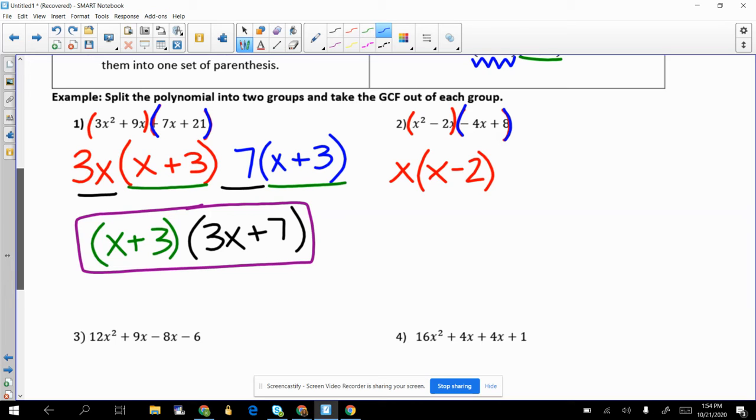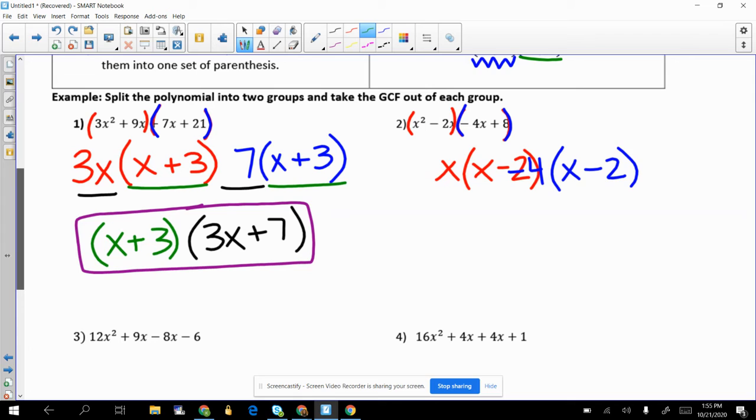So if you looked at this and you're like, oh, I could take out a 4, that's great. But that would leave you with negative x plus 2, and now what's in the parentheses does not match. Okay, so that's an error. So we have to go back and say, what if instead we take out a negative 4, because it has that minus in front of it. If we take out a negative 4, that'll leave me with x, and then 8 divided by negative 4 is negative 2. So now we're good to go.